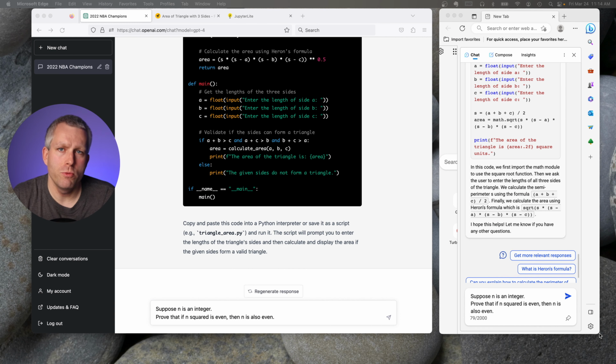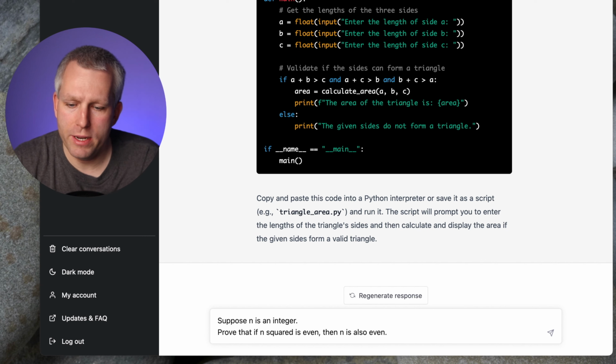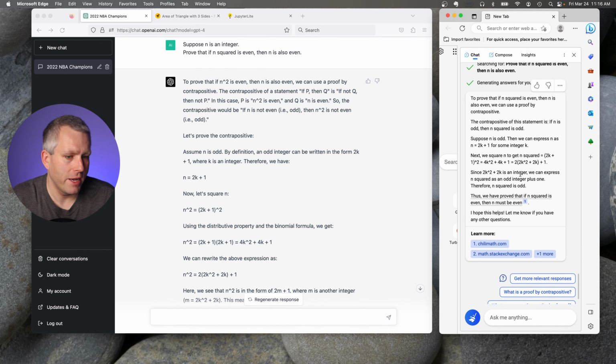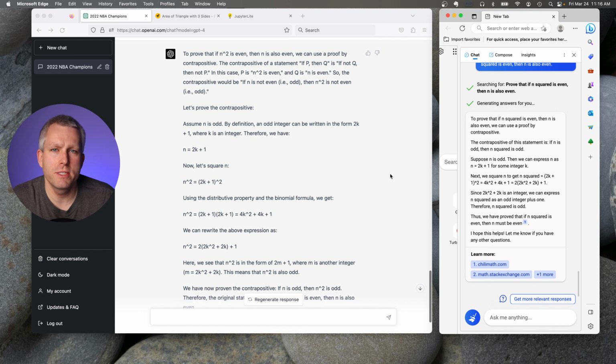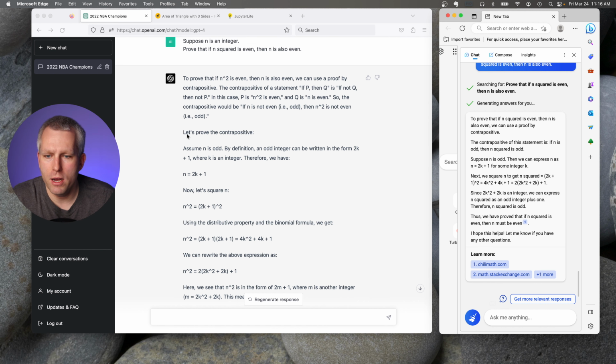Now let's see if it can do math proofs. So suppose n is an integer. Prove that if n squared is even, then n is also even. Bing Chat was a lot faster in this case, and they both gave a correct answer at first glance. So they both decided on the same strategy. They decided to prove the contrapositive.